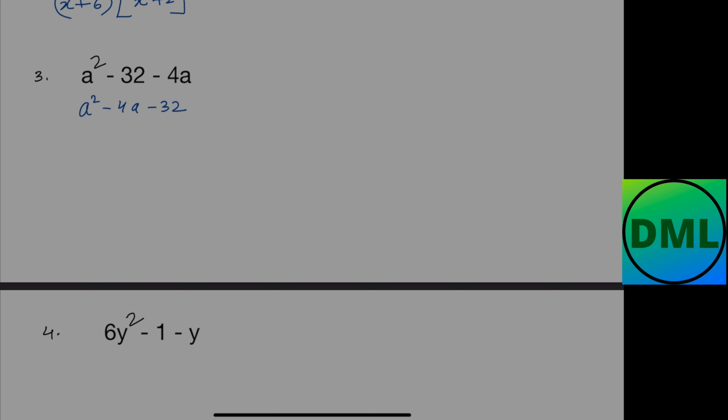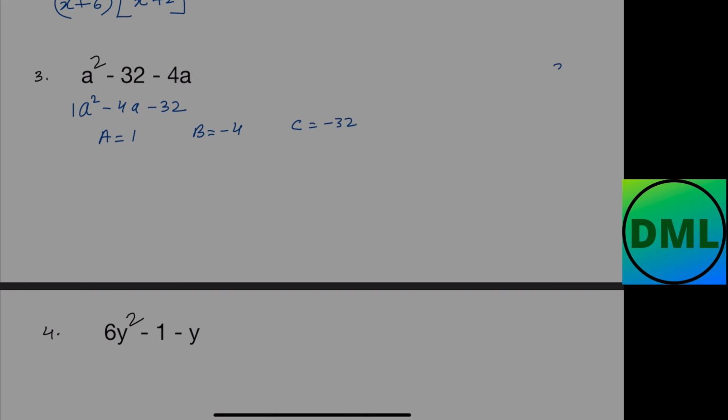What are the values for a, b and c? Here the coefficient of a is 1, so I can't write down a here. So let's give capital A is equal to 1, capital B is equal to minus 4, capital C is equal to minus 32. I need to multiply A and C. My answer is 32. I have to factorize 32.